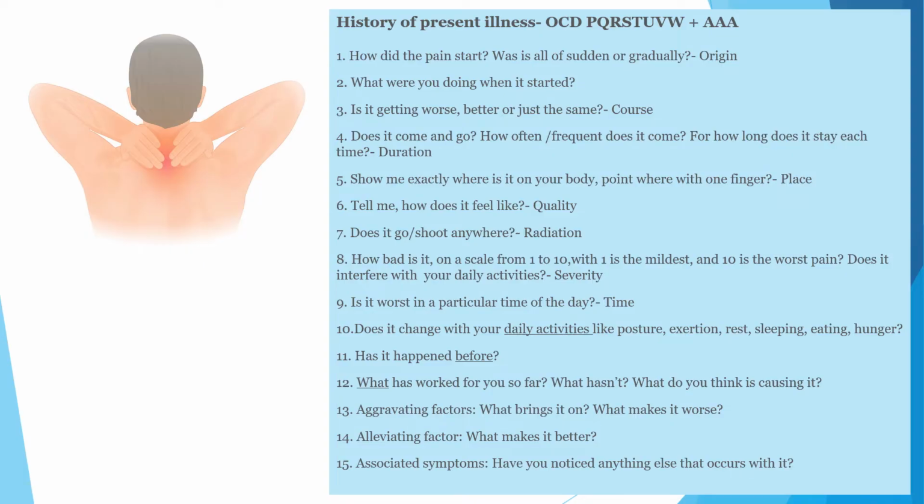History of present illness. So the patient has a history of neck pain. That includes OCD, PQRST, UVW plus 3A. OCD stands for origin, course and duration. P for position, Q for quality of the pain, R for radiation, S for severity, T for timing, U for does it change with your daily activities, V for has it happened before, W for what has worked for you so far, and 3A includes aggravating factor, alleviating factor and associated symptoms. And don't forget to ask open-ended questions.